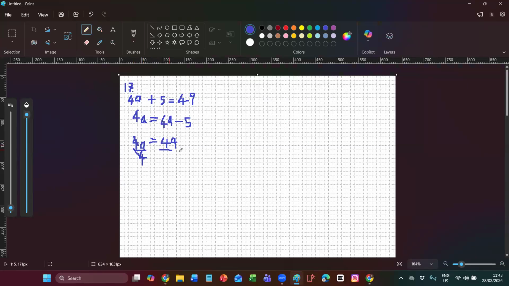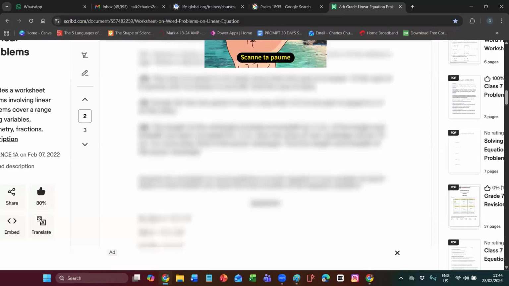So this one was pretty straightforward. They didn't ask us for the father's age. They already told us from the beginning that the father's age is 49. So A equals 11. Adman is 11 years old. Okay, let's go to the next question quickly.